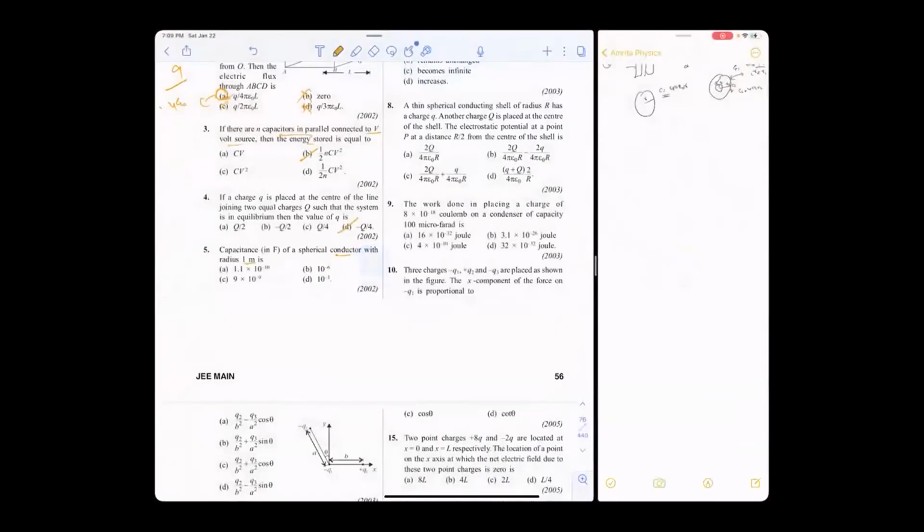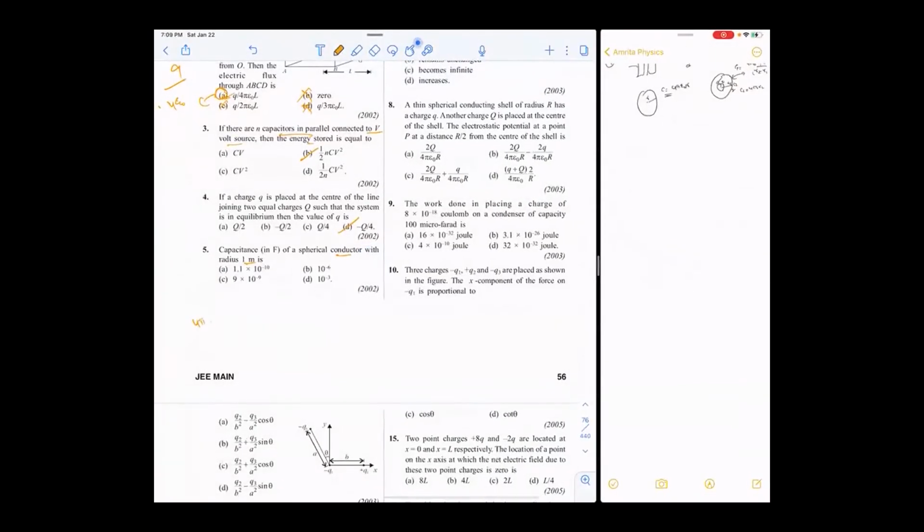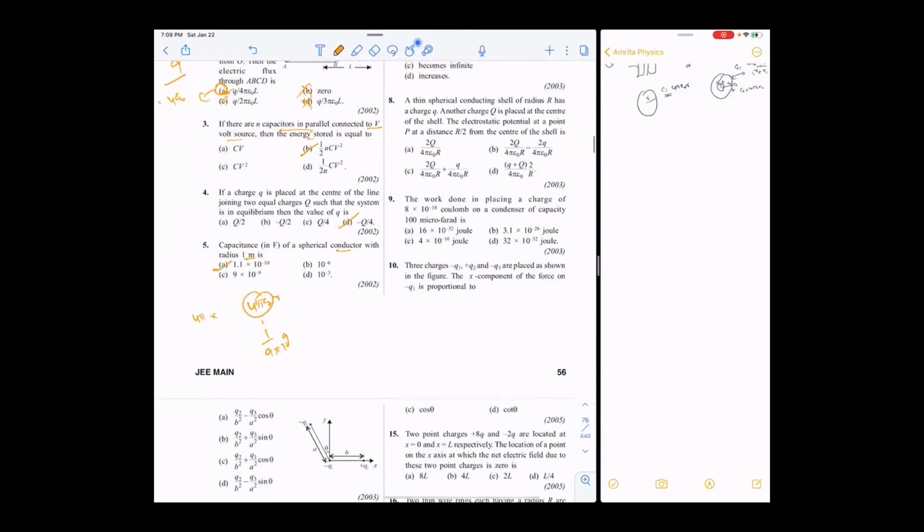So he said radius is 1. So 4 pi epsilon naught R. 1 by 4 pi epsilon naught is 9 into 10 power 9. So this will be 1 by 9 into 10 power 9. Radius is 1. So 1 by 9 into 10 power minus 9. So 10 power 9 goes to the denominator, giving 10 power minus 9. 1 by 9 is 0.11. So what I'll do, I'll write 1.1 into 10 power minus 10. That's the 5th one.